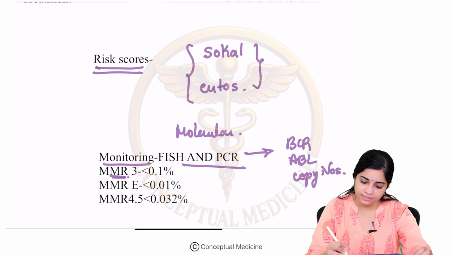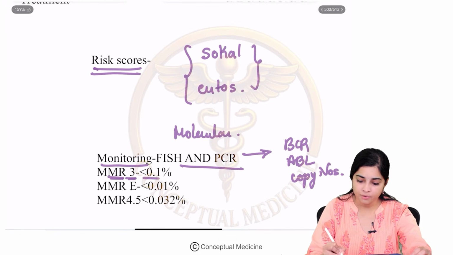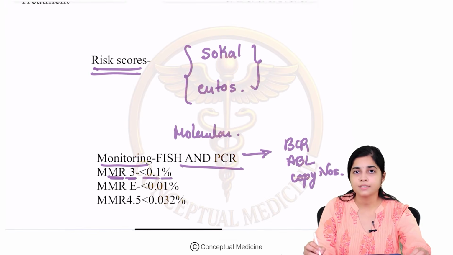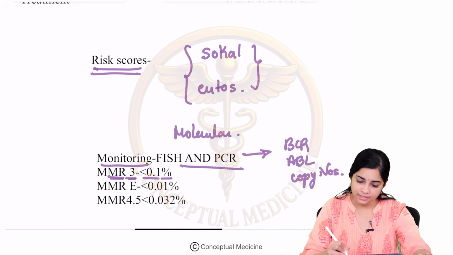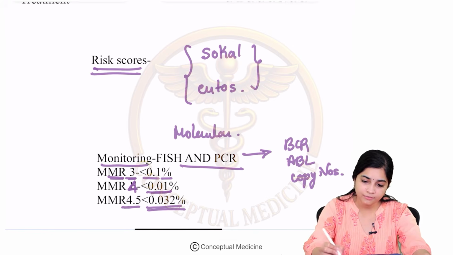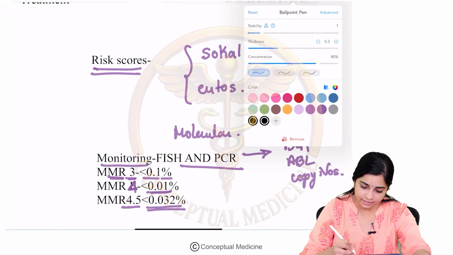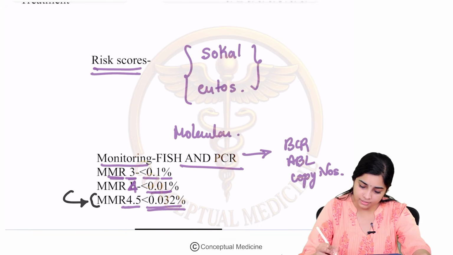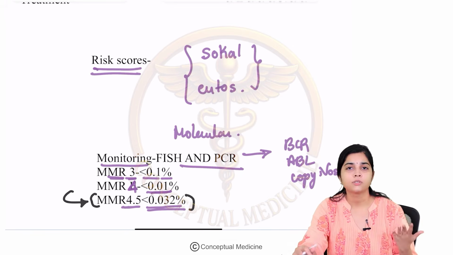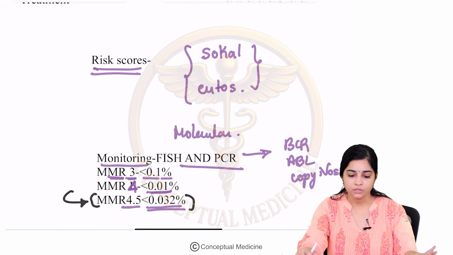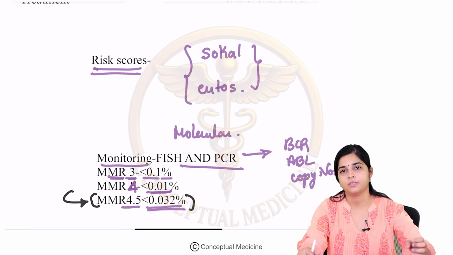So molecular remission 3 is when the copies are less than 0.1% in the blood. That means they are less than 1 in 1000 of the bone marrow cells or the cells which are examined. Then MMR, stage 4 or MR 4, is less than 0.01% and MR 4.5 is less than 0.0032%. And in fact, this is the one that we actually target. And if the patient has been stable and achieved an MR 4.5 for more than 2 years, then in fact you can also consider stopping his treatment. Okay, so this is about how you monitor a patient of CML.